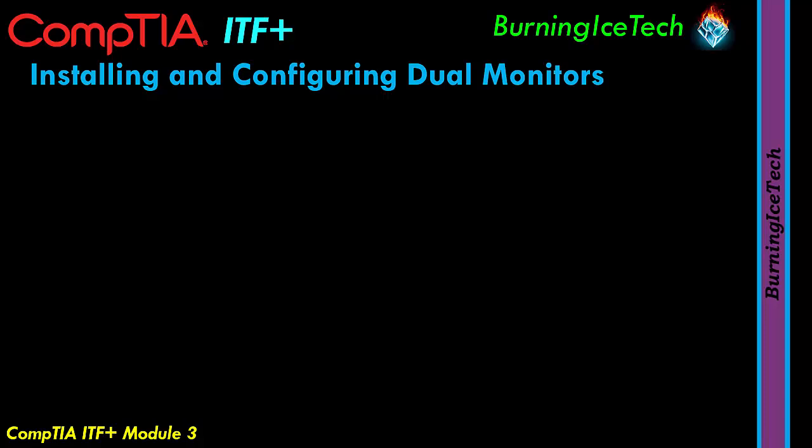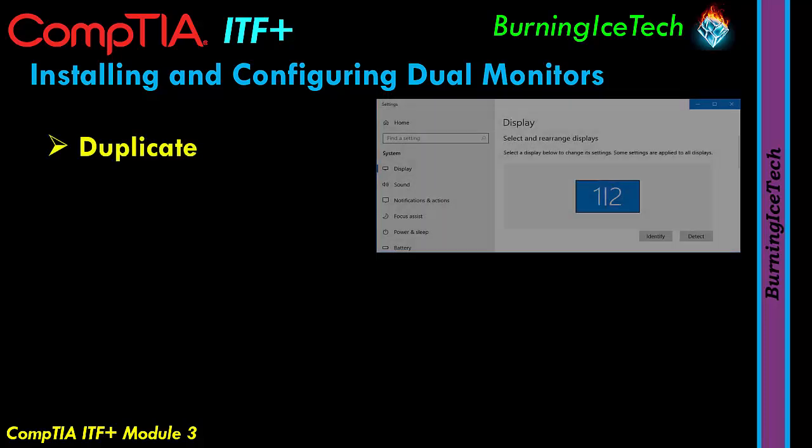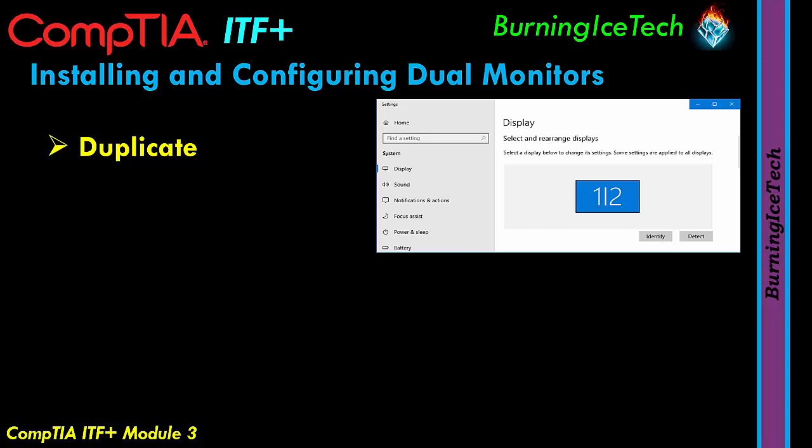Now, the options we've got available: we can choose duplicate. If you've got 2 or more screens and you choose the duplicate option, which is normally the default, that means what you see on the one screen will be exactly the same on the other screens. That'll be this first picture you see on the screen. It's got a 1 and a 2. That means everything is exactly the same on all screens.